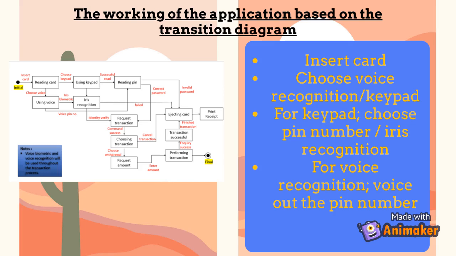If the command was entered successfully, the transaction is requested and the user can choose the transaction method. After that, request the amount to withdraw and the transaction is performed. If the inquiry is successful, the transaction is complete and the card will be ejected after the user chooses whether or not to print the receipt. The card will also eject if the user enters an incorrect password, has an unrecognized iris, or cancels the transaction.